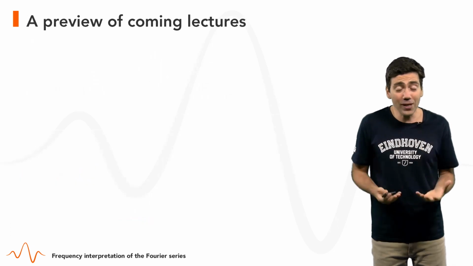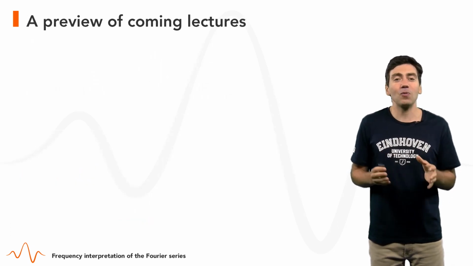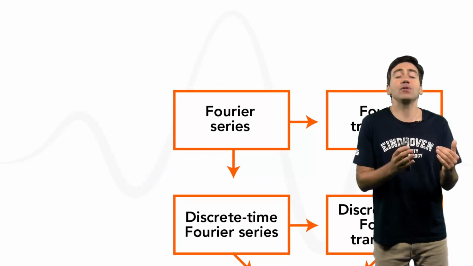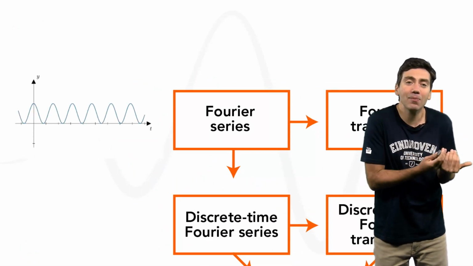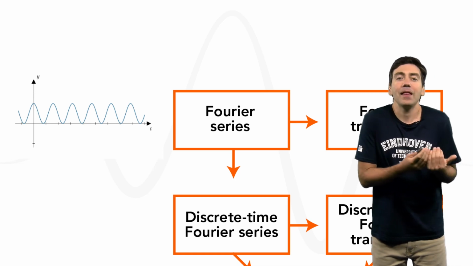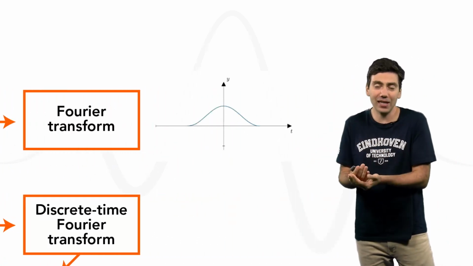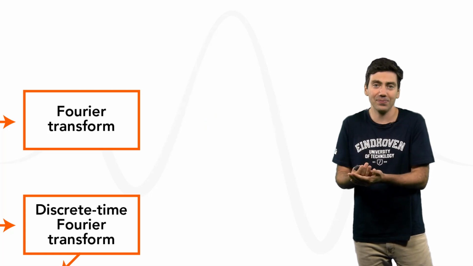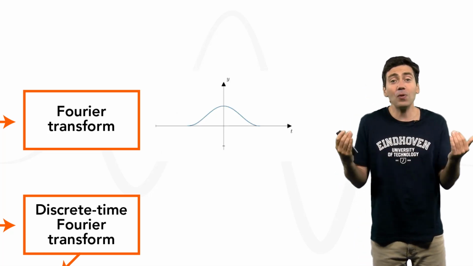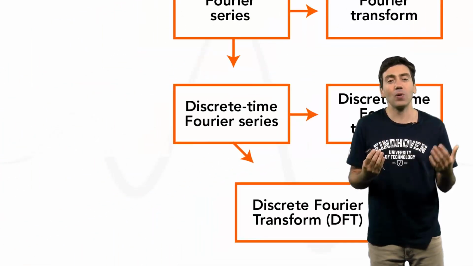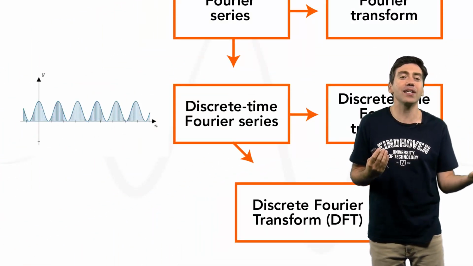Now, the Fourier series is the first building block for what will follow. We will extend this notion of the Fourier series, which is a characterization of continuous time periodic signals, into the Fourier transform, which is a characterization of the continuous time aperiodic signals. Then we will translate these representations to discrete time. We'll have analogous results there.